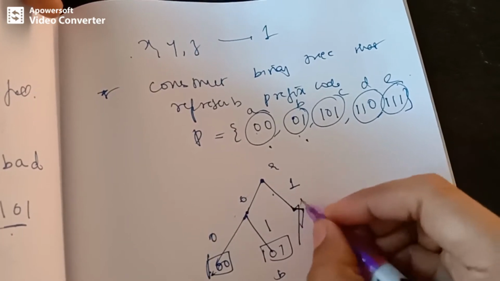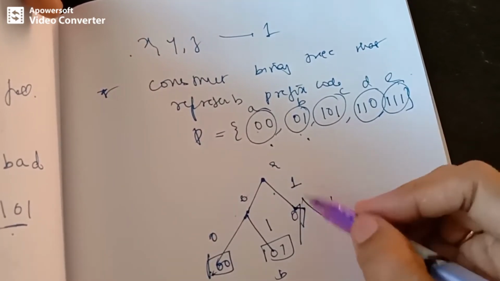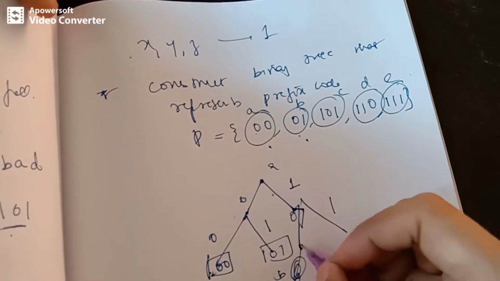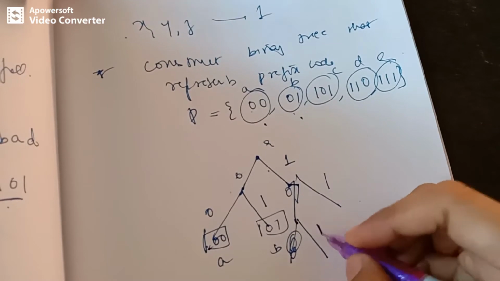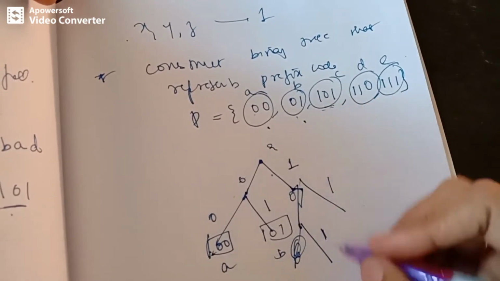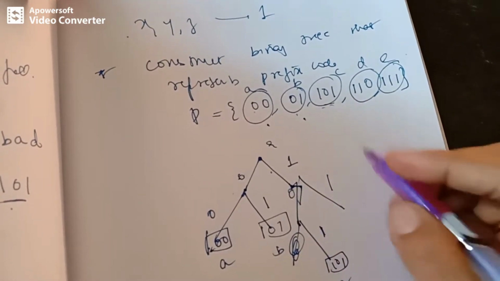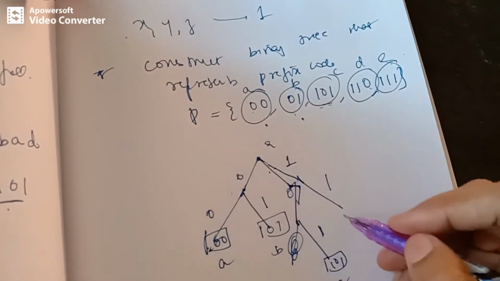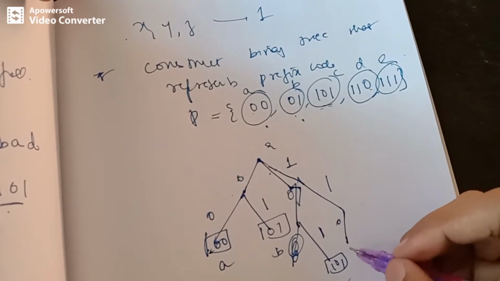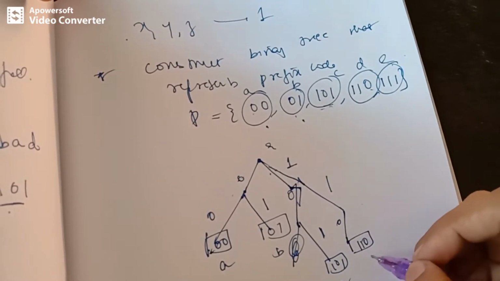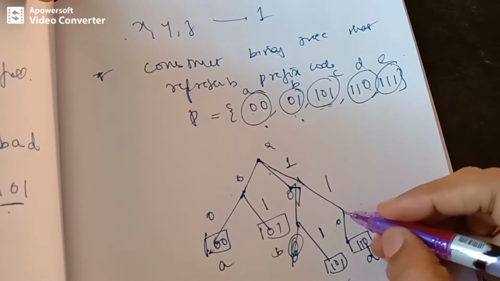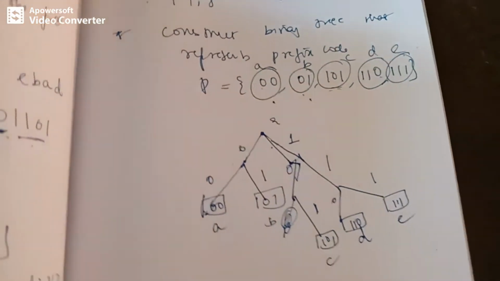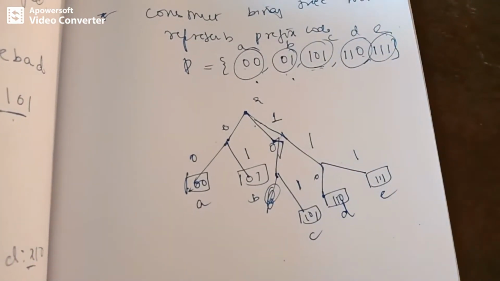Next, let's split this up, 0, 1. So 1, 0 again. We want just 1, okay, 1, 0 and 1. 1 will be in the right branch. So 1, 0, 1 represents which code? C code. And then D is 1, 1, 0. So 1, 1, 0 is in the left branch. So this will be 1, 1, 0 which is D code, and 1, 1, 1 is E code. So this is how we construct the binary tree.